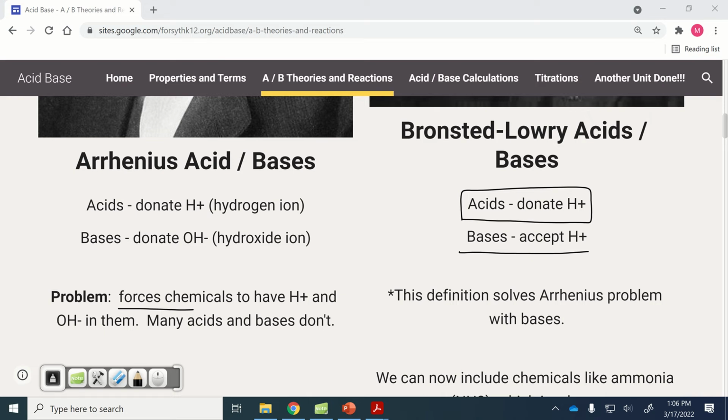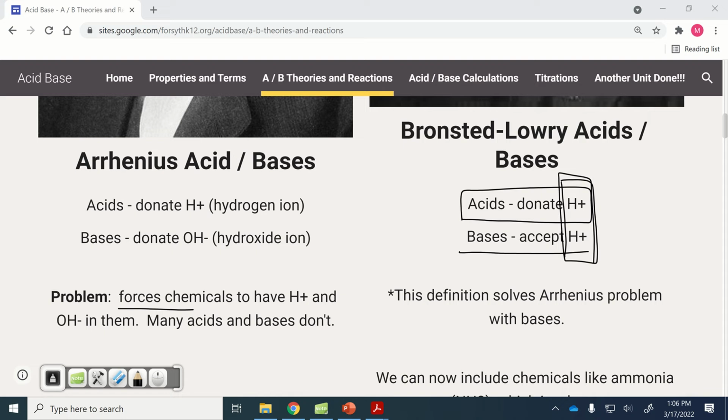So this one we like a lot too, because then all we have to pay attention to is the hydrogen. The chemical that loses a hydrogen is an acid. The chemical that gains a hydrogen is the base. And so we can easily look at a chemical reaction that way and make it a lot easier.